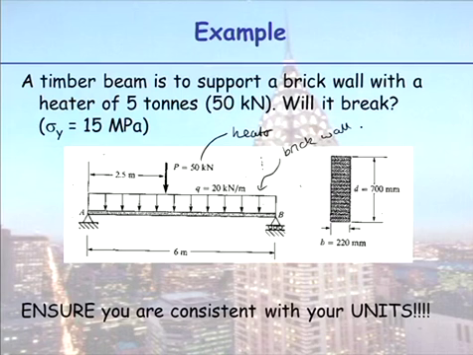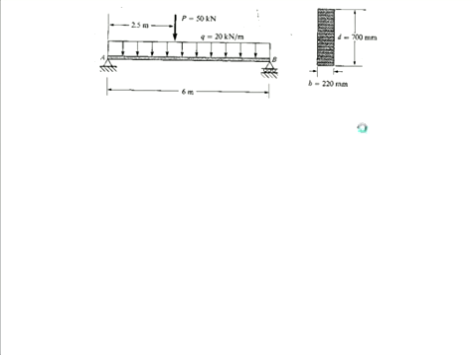Is our beam strong enough? We're not doing a serviceability limit state, we're not checking how much it deflects, we're just doing a strength check. And we know the yield stress of timber, 15 MPa. Now, to do this problem, we need a value for I, which I will talk about on Wednesday.